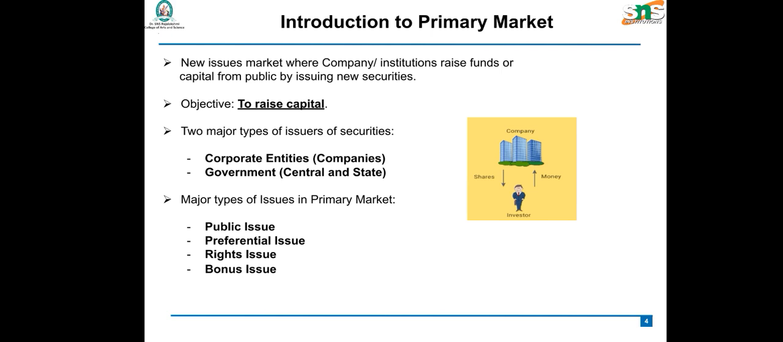The objective of the primary market is to raise capital for the business. Of course, capital can be raised in two ways, through debt and through equity. As far as the IPO is concerned, funds are raised through equity, that is, raised from the public. There are two major types of issuers of securities: corporate entities, that is companies, and governments, that is central and state governments. The major types of issues in primary markets are public issues, preferential issues, rights issues, and bonus issues.